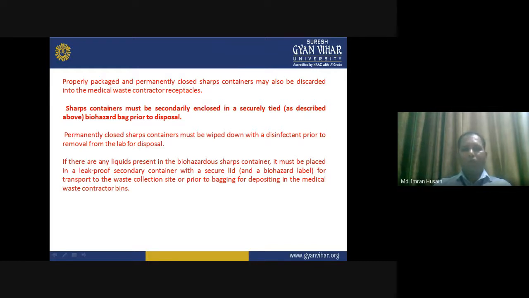Permanently closed sharps containers must be wiped down with disinfectant prior to removal from the lab for disposal. If there are any liquids present in a biohazardous sharps container, it must be placed in a leak-proof secondary container with a secure lid and a biohazardous label identifying the things inside it, for transport to the waste collection site or prior to bagging for depositing in medical waste contractor bins.